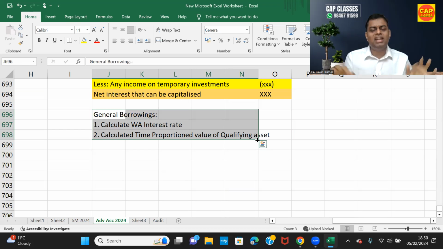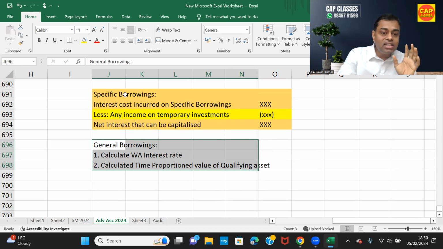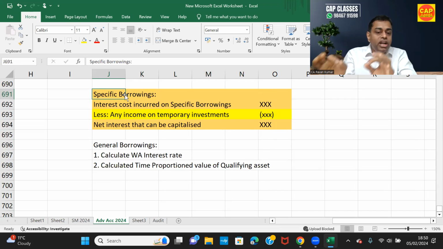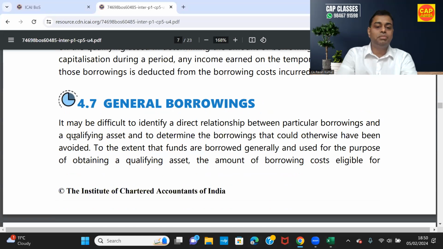Don't worry, simple calculations. First, tell me, step one, did you understand specific borrowings? Step two, did you understand general borrowings? If you say yes, then we'll go to solve 1, 2 problems. Then you understand everything. Yes, sir. Is this clear?